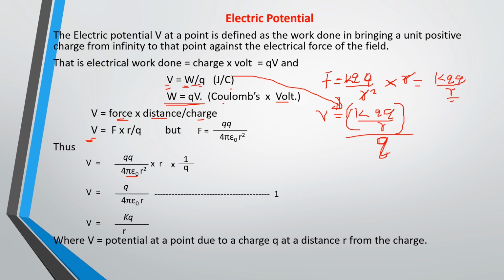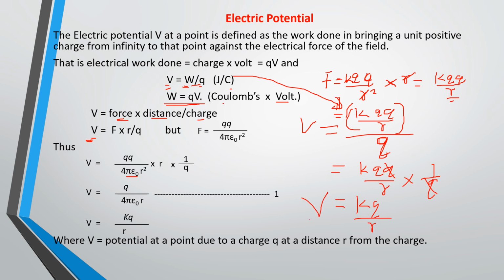Okay, so this is your V. This is now your V. So you know that this equation you can also write as K Q all over R times 1 all over Q. So this Q will cancel this Q, so that you will now have K Q all over R.